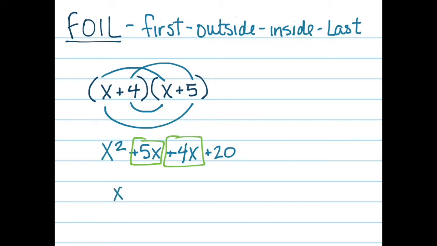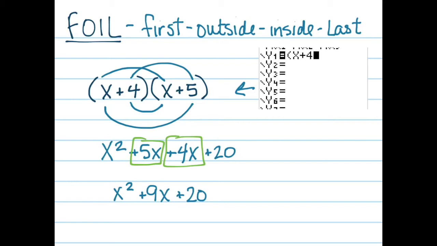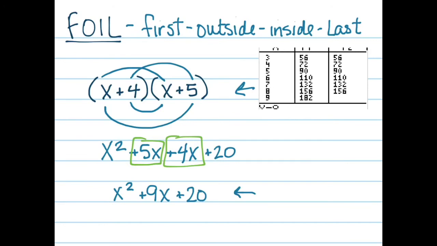So that x squared is just going to come down. Positive 5x plus 4x is going to give me positive 9x. And then that positive 20 just comes straight down. So these two things are going to be equivalent. If I were to write this in a table in y1 and this in a table in y2 and use my graphing calculator to see what values I would get, those tables are going to match exactly, okay, because they are equivalent. We've done the work to make those two expressions equivalent to one another.